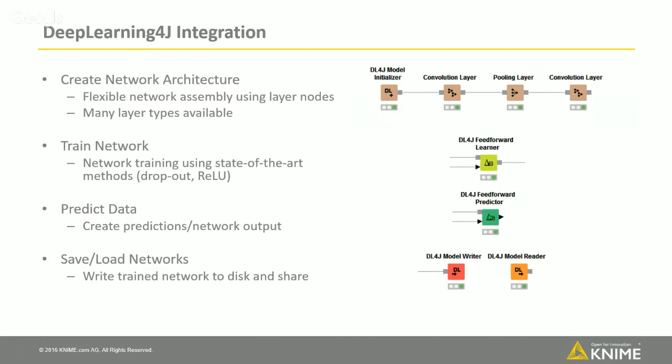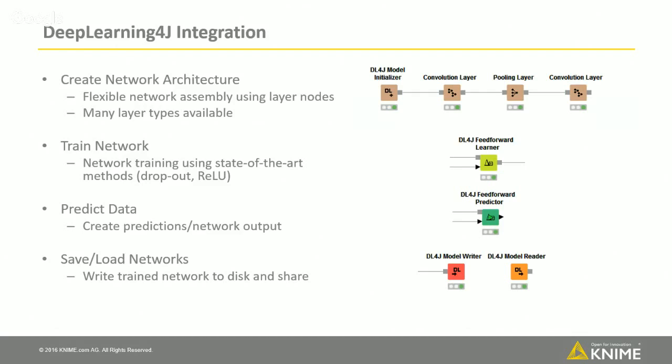So here the first step would be to create a network architecture. In neural networks, the networks are usually structured in layers. So if you want to create a network, you would need to specify the amount and the type of layers you would want to use to create a specific architecture. Now in the KNIME Deep Learning for J integration, each of these layer types is represented as its own node. So if you want to create an architecture, you can just choose from a repository of layer nodes and connect them in order to create a specific architecture.